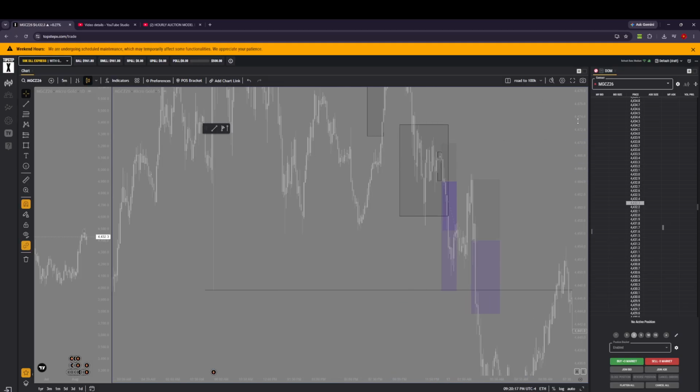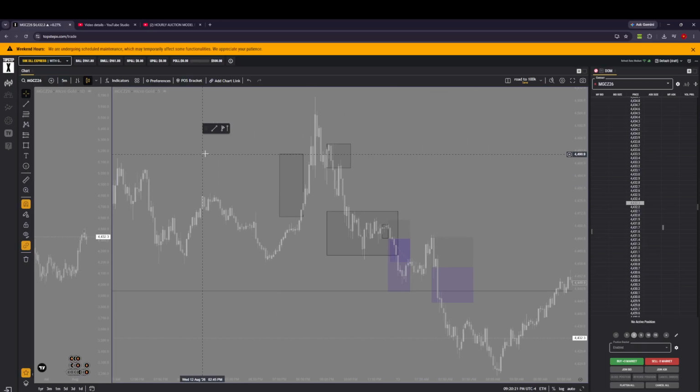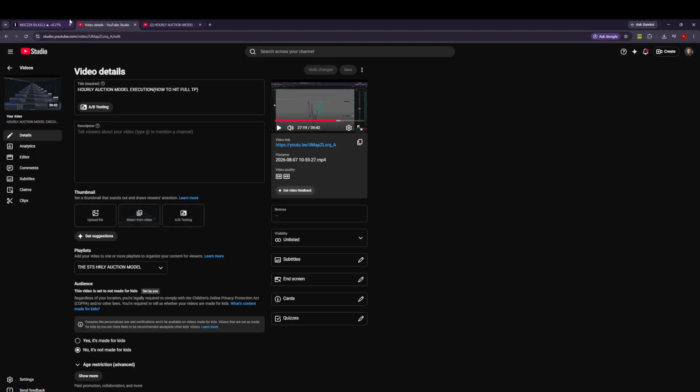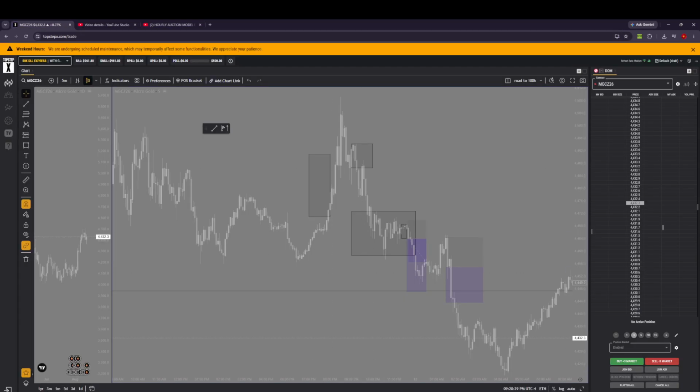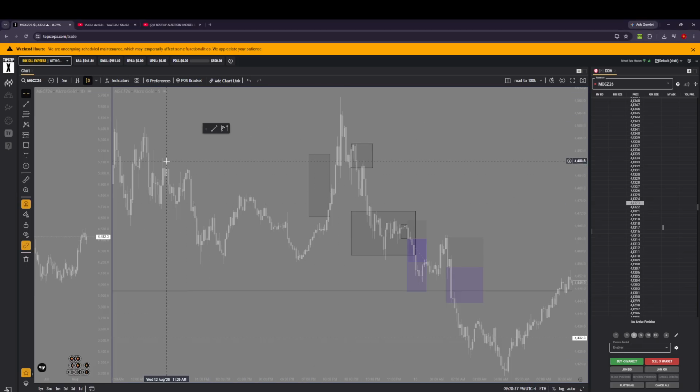So what did we do? We saw the direction on daily. We saw the hourly flip and react to the previous bearish candle, strong bearish close. Strong bearish close, minimum retest. We barely retested that candle because of how strong the sellers were on the hourly.